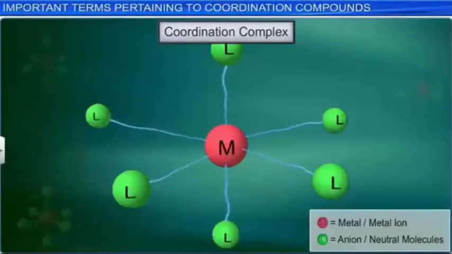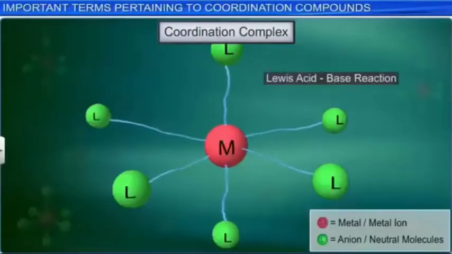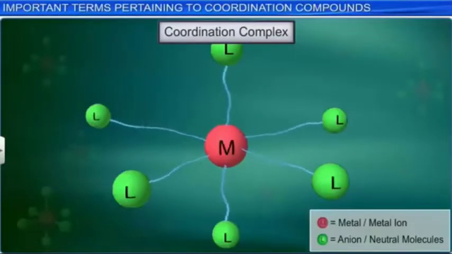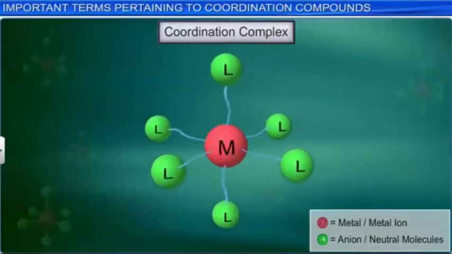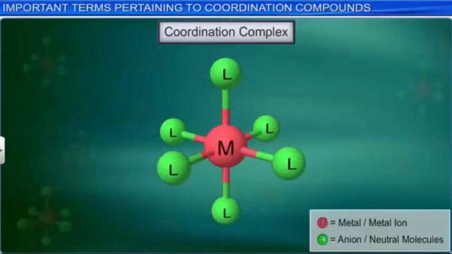A coordination complex is the product of a Lewis acid-base reaction, in which a central metal atom or ion forms coordinate covalent bonds with neutral molecules or anions called ligands.